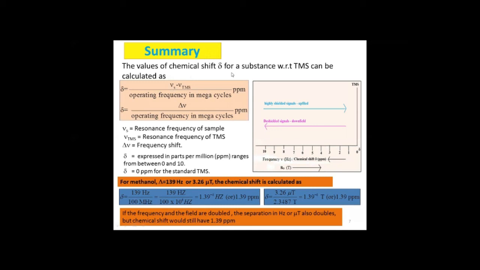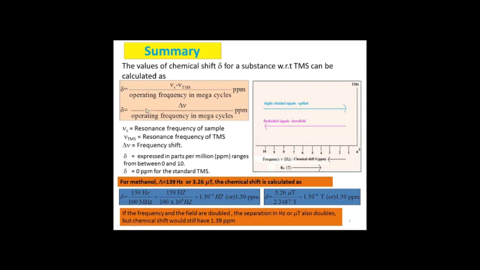The value of the chemical shift delta for any substance with respect to tetramethylsilane can be calculated as delta equal to the frequency of the sample minus the frequency of tetramethylsilane, the difference between the positions of these two signals in terms of frequency. Here you can see tetramethylsilane, whose chemical shift value is 0 ppm. The frequency is increasing in this direction, as is the chemical shift. When we take the difference, that gives us delta nu, the frequency shift.